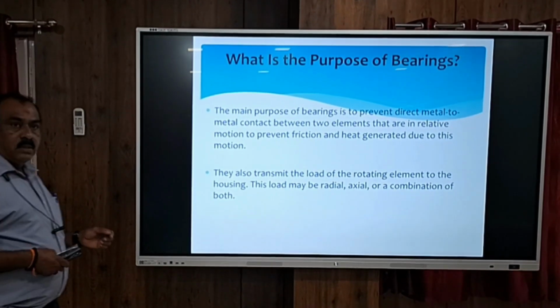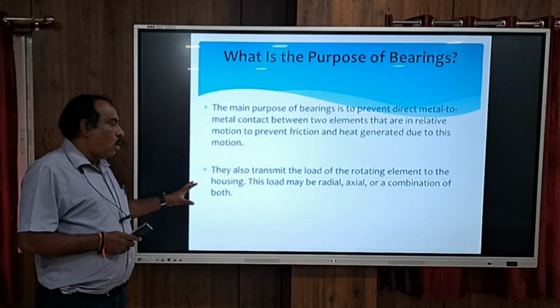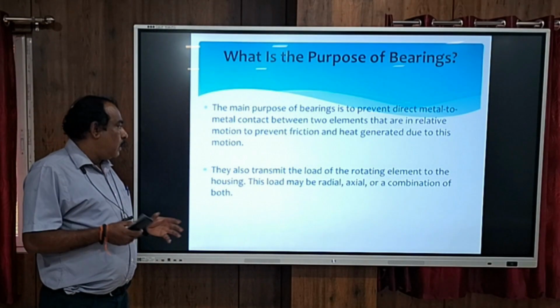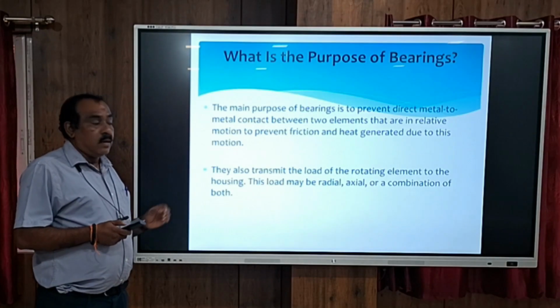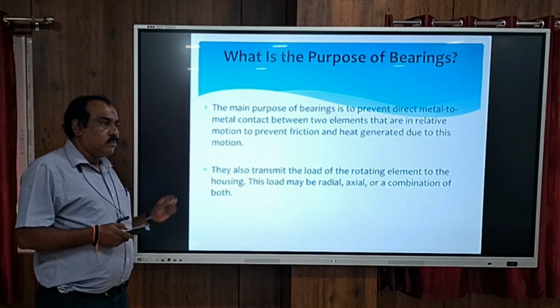They also transmit the load of the rotating element to the housing. This load is of radial type, axial type, or a combination of both.